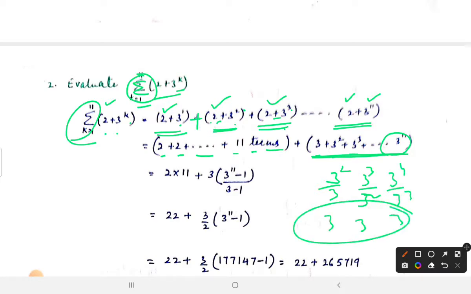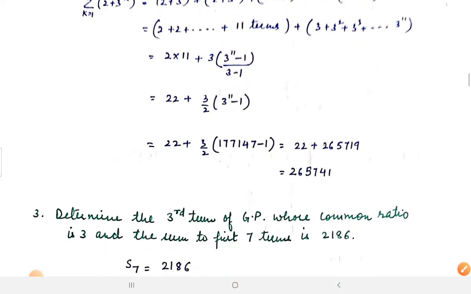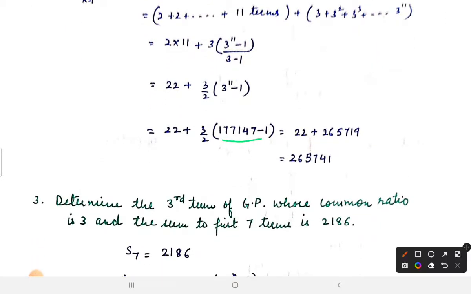So ratio is greater than 1. So therefore the formula is a, the first term, is 3, n is 11, so 3 times r to the power 11 minus 1 upon 3 minus 1, and here they are adding 2, 11 times. So it is 2 into 11, 22, plus 3 upon 2, 3 to the power 11 minus 1. After solving 3 to the power 11, this is 22 plus 2, 6, 5, 7, 1, 9. So it is 2, 6, 5, 7, 41.